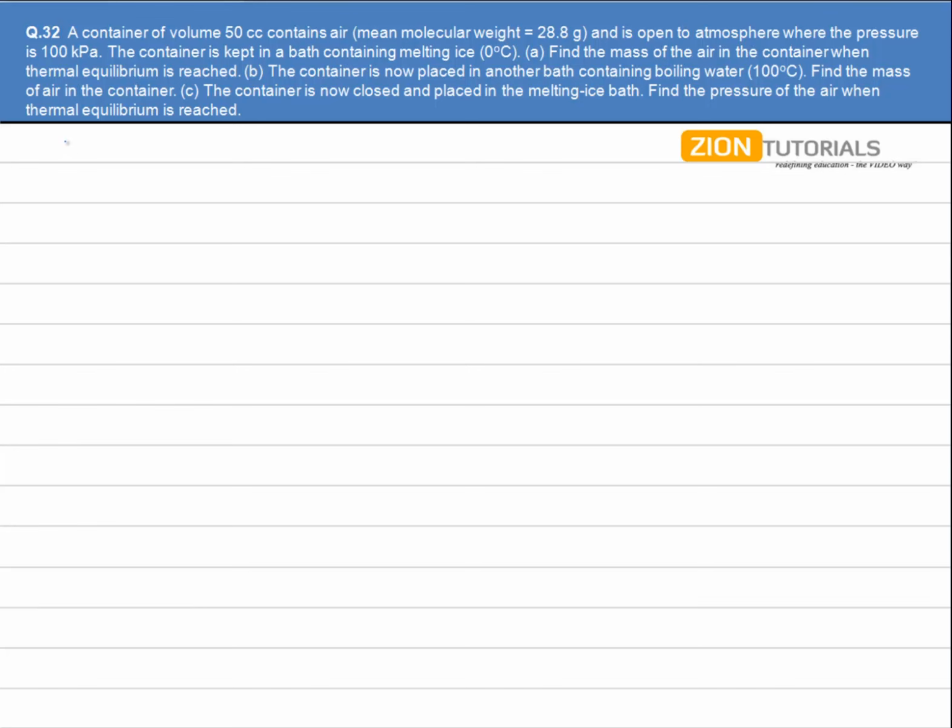So basically, volume is given as 50 cc. I can convert it into meter cube, which is 50 into 10 raised to the power of minus 6 meter cube. Now the pressure P is 100 kilopascals, which is equal to 10 raised to the power 5 pascals. The container is kept in a bath containing melting ice. We have to calculate the mass of the air.